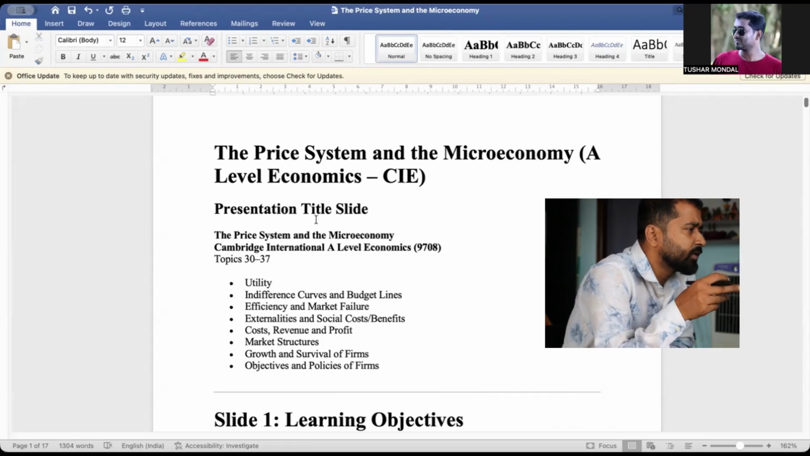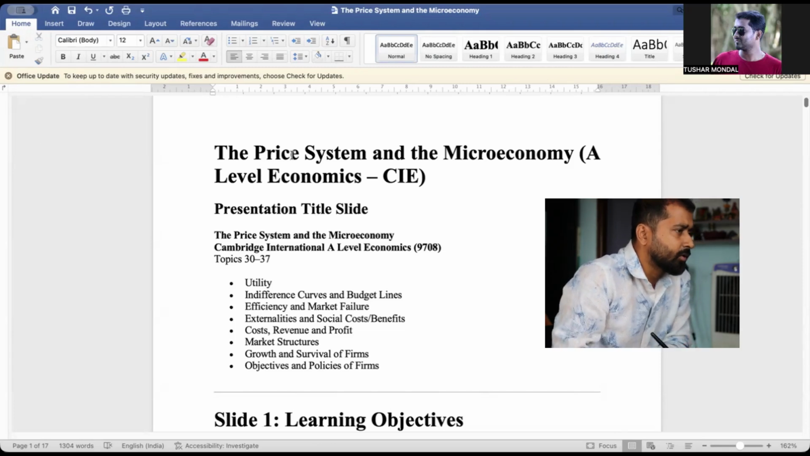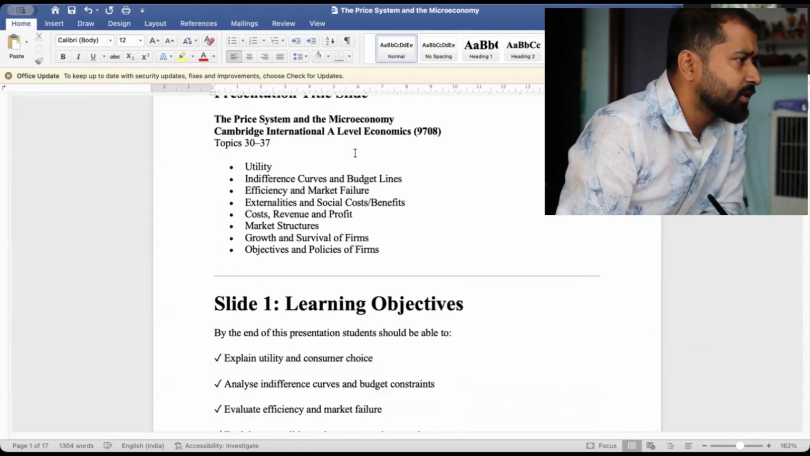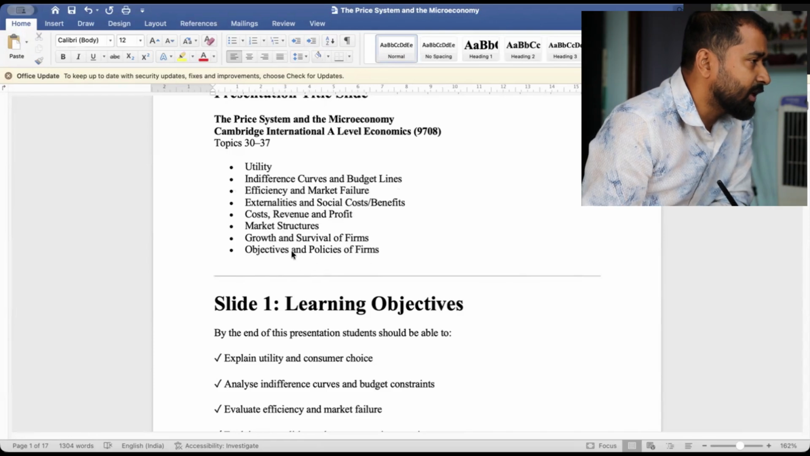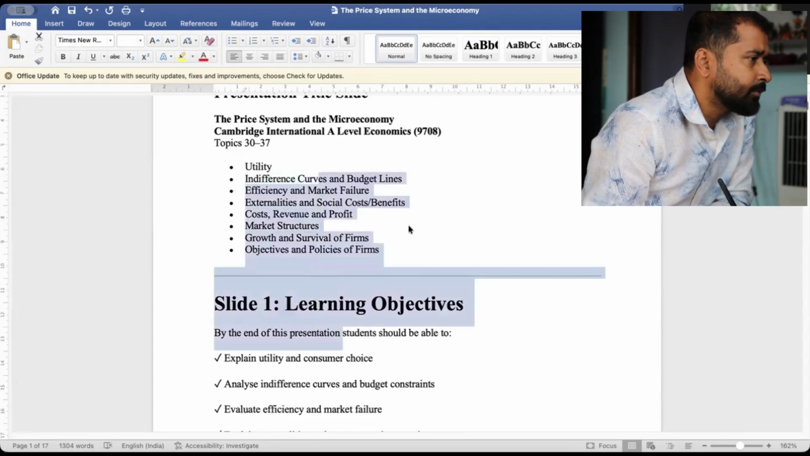Unit number 7, which we have covered through this week, is the price system and the microeconomy. There we have covered the chapters utility, indifference curve and budget line, efficiency and market failure, externalities and the social cost benefits. The remaining chapters, that is cost, revenue, profit, market structure, growth and survival of firm, objective and policy for firm, I'm going to convey in the next video.